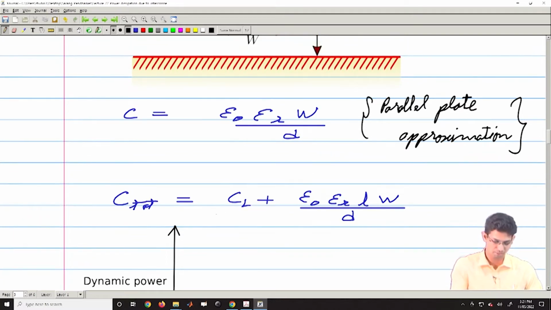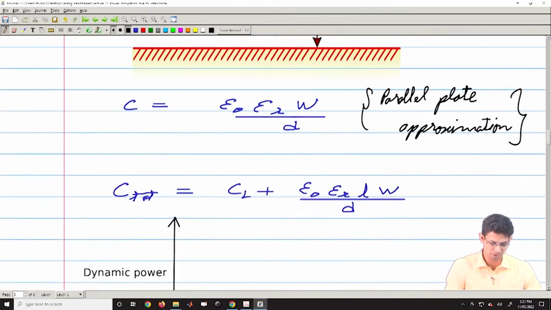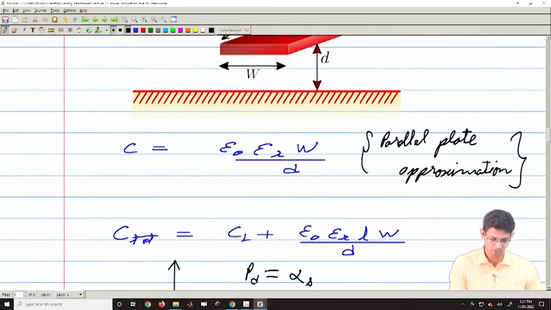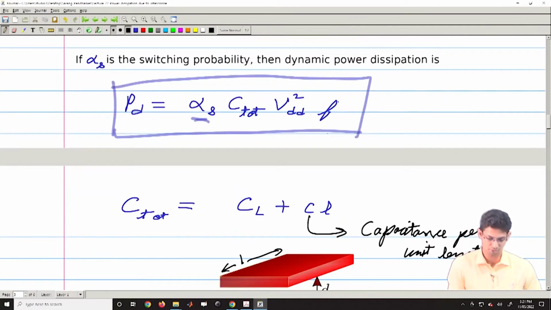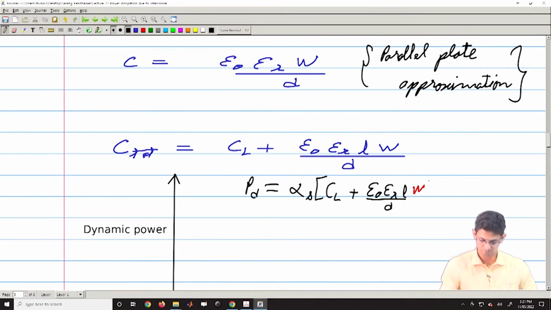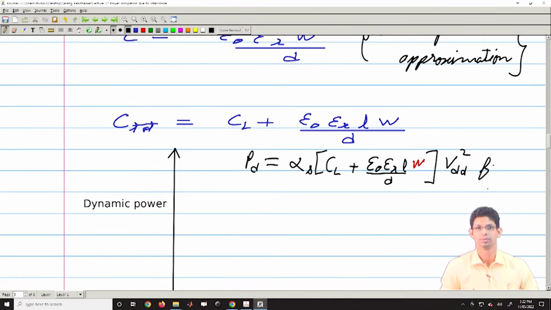Right. So now if I back substitute it there, what I can easily get is that my P dynamic is equal to alpha s into C total into VDD square into F. So my C total is CL plus epsilon naught epsilon r L divided by D into W, into VDD square into F.